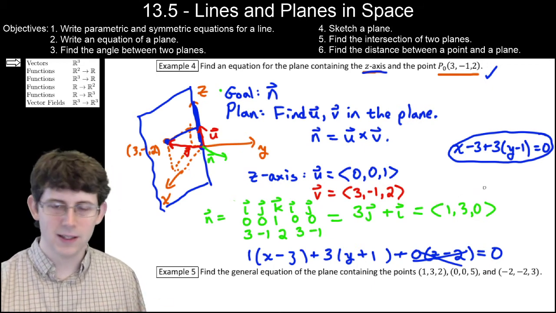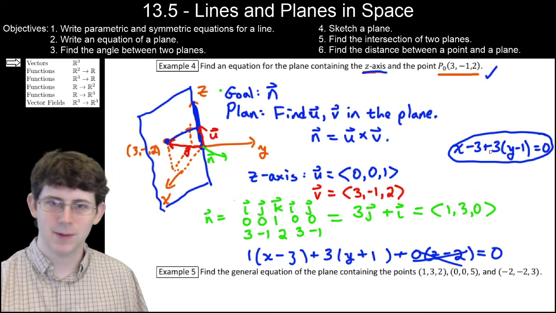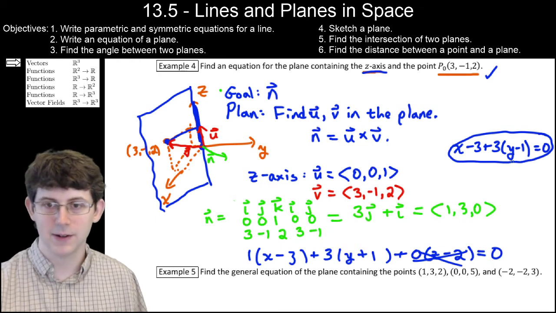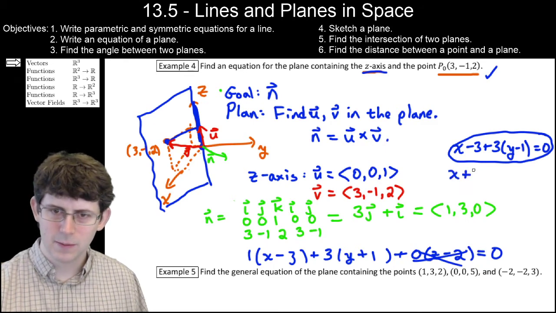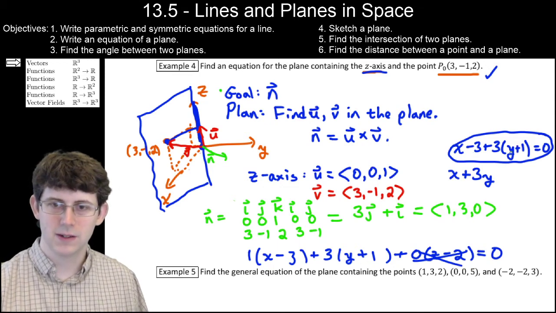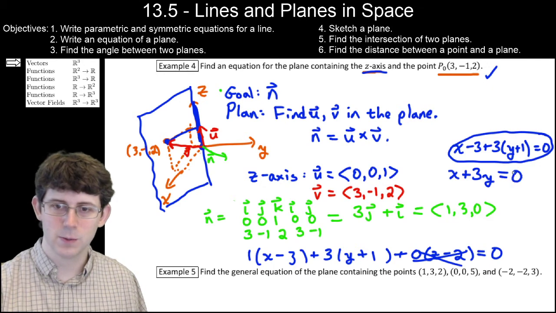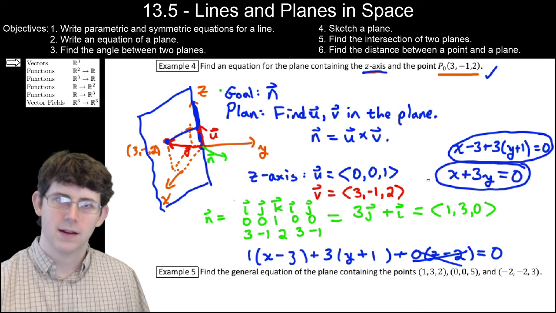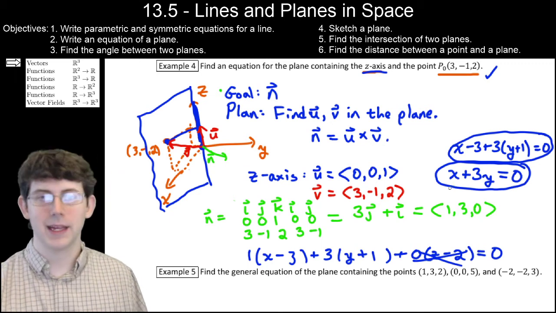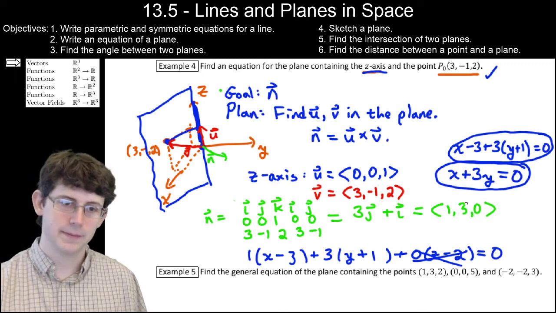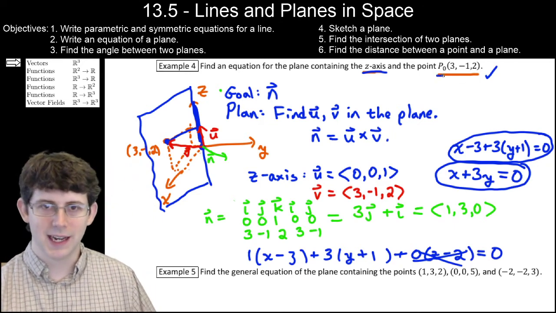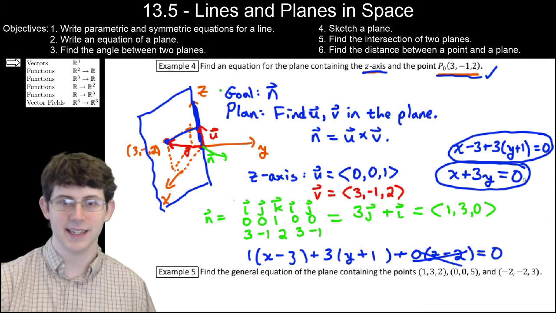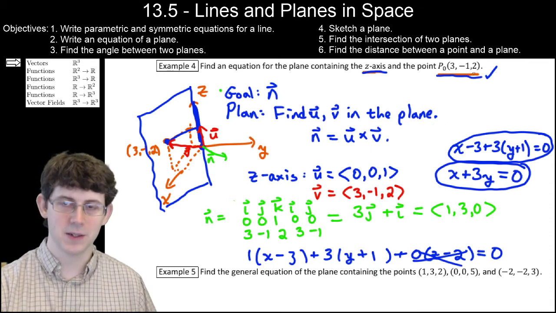If the question says that you have to simplify, which it normally won't, then you could multiply all this out. I'm going to have x plus 3y, oh, I copied this down wrong. So x minus 3 plus 3y plus 3, the 3's actually cancel. So simplifying it here was definitely worth it. So an equation of this plane is x plus 3y equals 0. Just to check this, if you did this right, the point that you started with should satisfy the equation. Otherwise, this is really nonsense. And it does. If I do x plus 3y for this point, then I do get 0.